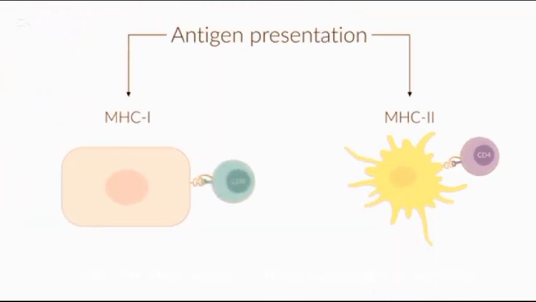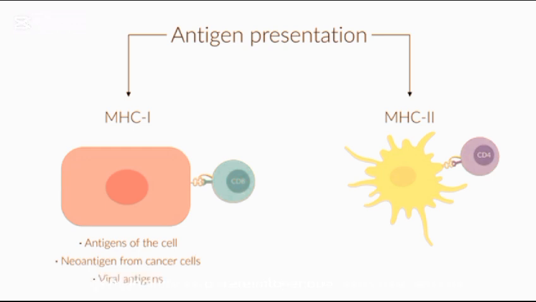So what's the main purpose of these two antigen presentation pathways? Antigens presented by MHC class I are usually derived from inside the cell and are often referred to as endogenous antigens. These antigens can be derived from the cell, representing a normal self-antigen or neoantigens, which are derived from cancer cells. Other endogenous antigens include viral components from virus-infected cells.